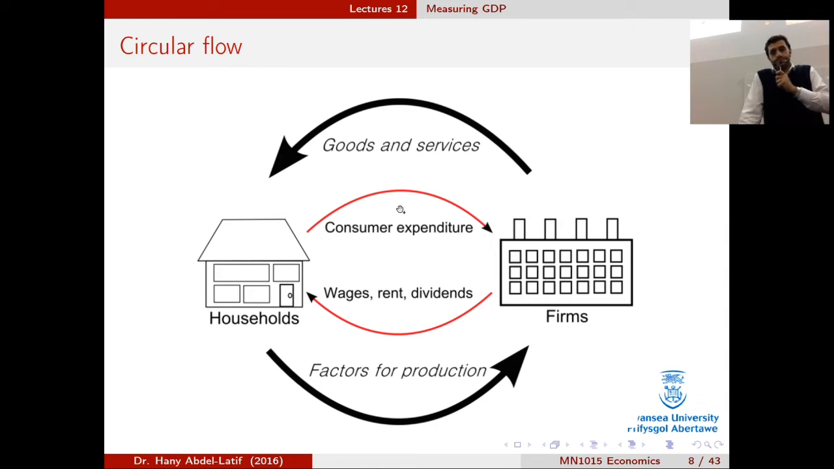They spend on consumption. And firms do investment, and when they hire the factors of production, they pay the incomes for these factors of production in terms of wages, rent, dividends, or whatever this income looks like. Okay? So how are prices set in this economy? The prices of goods and services will be set in the goods market. The prices for factors of production will be set in the factor market.